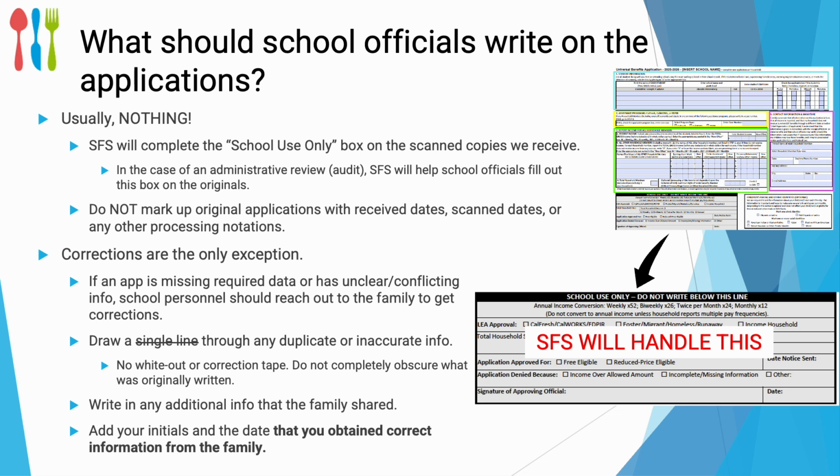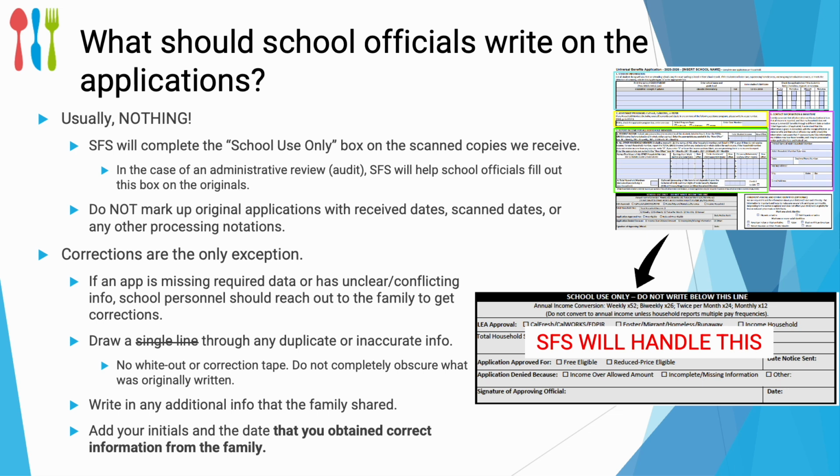So if something seems incorrect, you can draw a single line through it. Please don't use whiteout or correction tape. Just a single line is fine. And then you can write in the additional info that the family shared. And then you would just add your initials and the date that you obtained that correct information from the family.